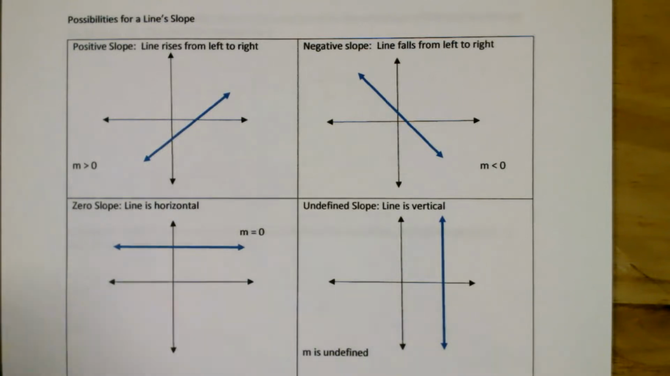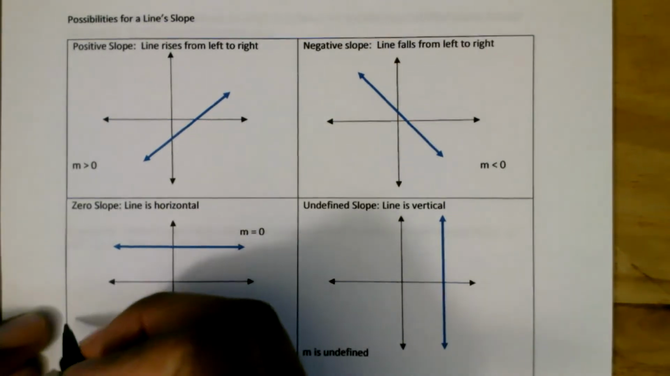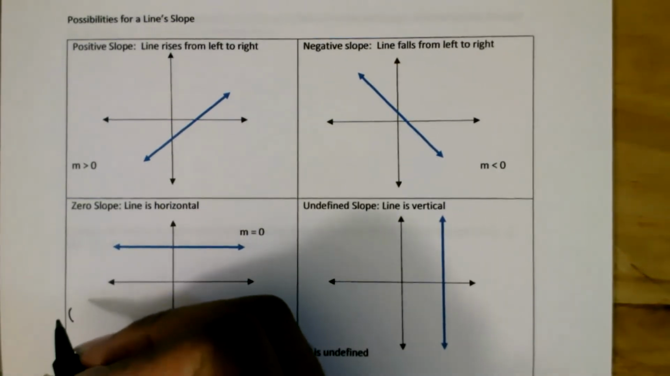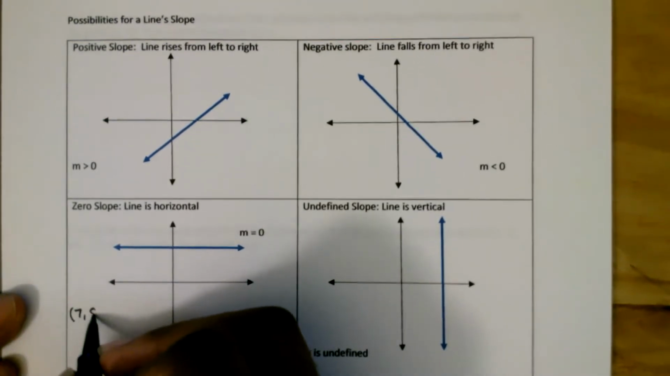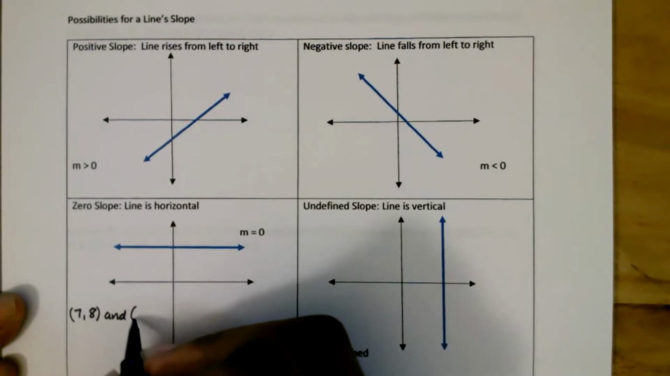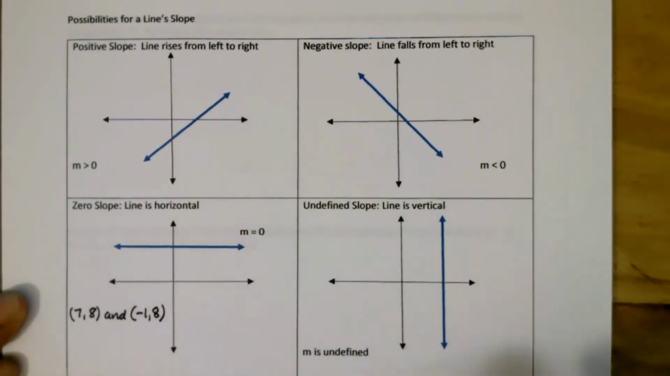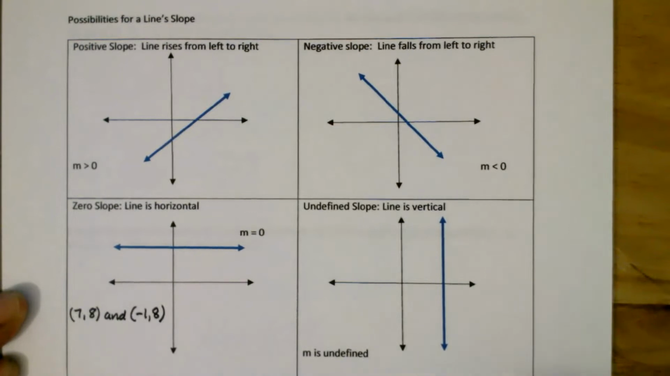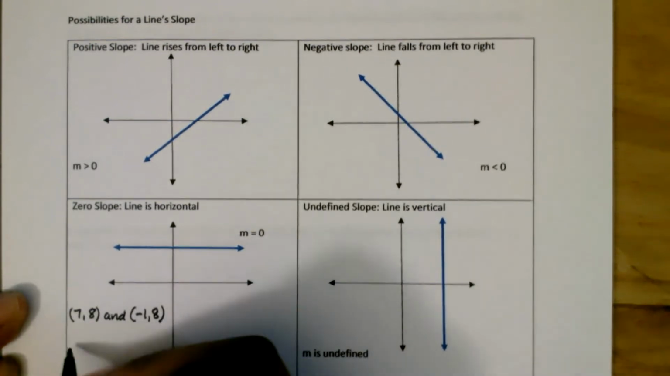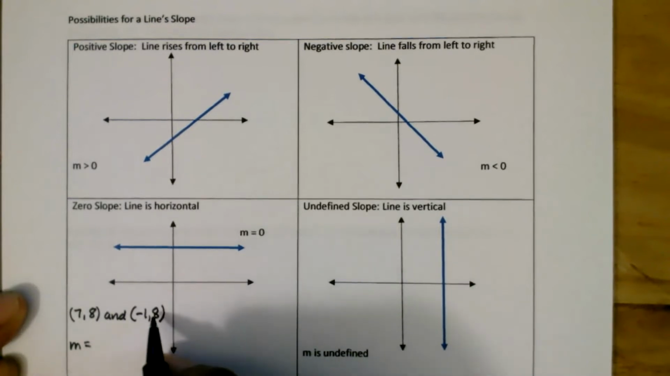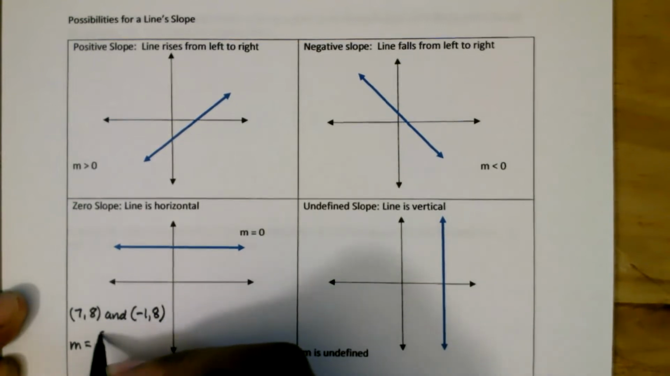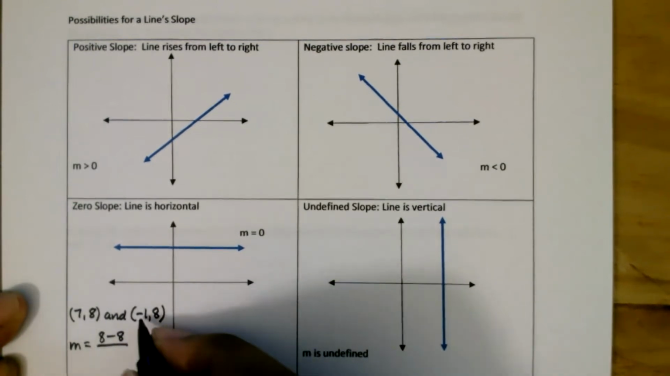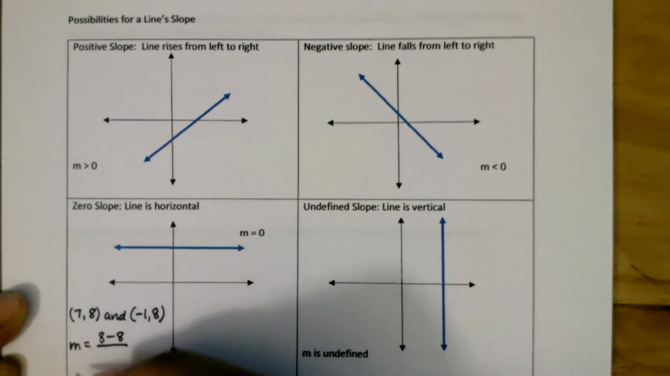And then next would be a 0 slope. If your slope is 0, that means that the line is going to be horizontal. An example of that would be something like the ordered pairs 7, 8, and let's say -1, 8. And here I want to find the slope of that line going through those 2 points. Well, the slope would be m, and that's equal to y2 minus y1, that's 8 minus 8, divided by x2 minus x1, -1 minus 7.